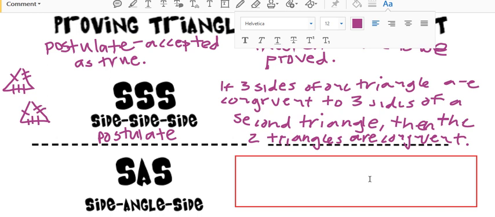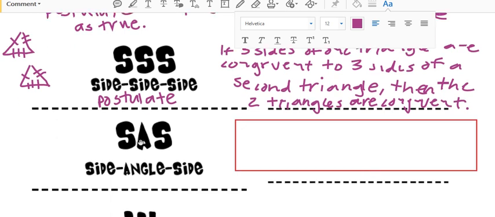All right, so the next one that we have is called side angle side. Side angle side is also a postulate, so if you can fill that in, that is a postulate. And this is what side angle side says. Side angle side says if three sides of one triangle are, nope, that's side, side, side. Sorry.